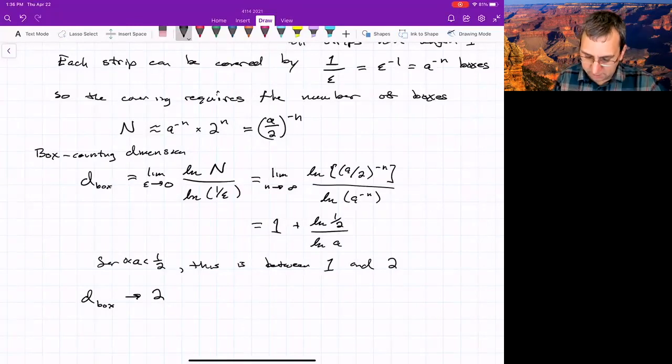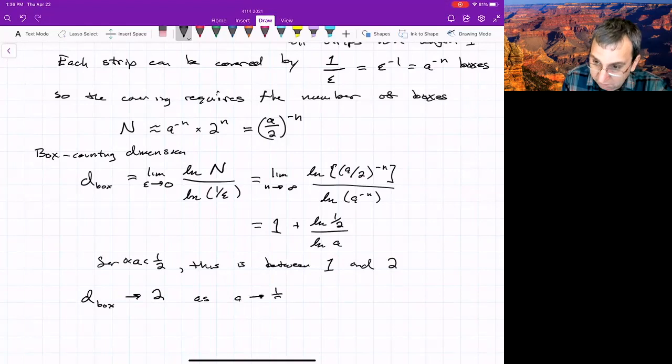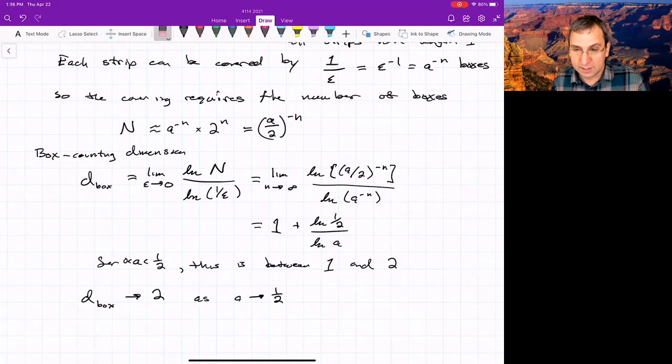So D box goes to 2 as a goes to 1/2. And this makes sense because in some sense, the attractor fills an increasing portion of the square S as a goes to 1/2.